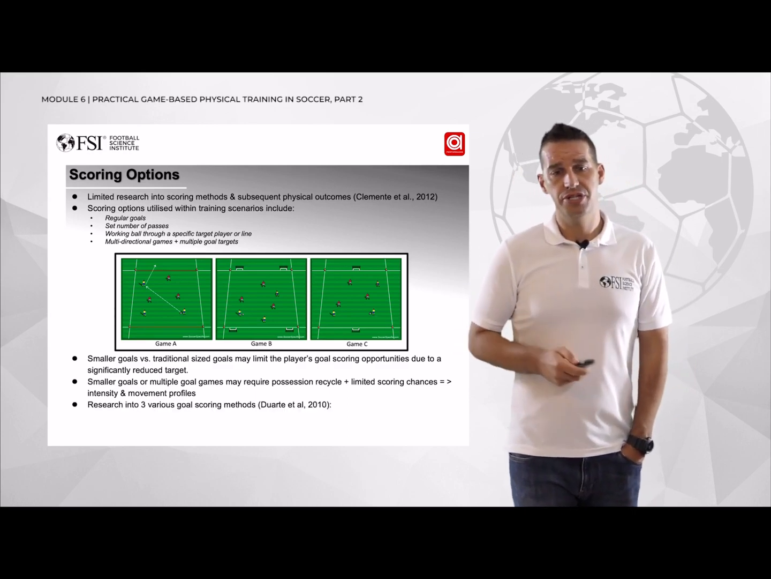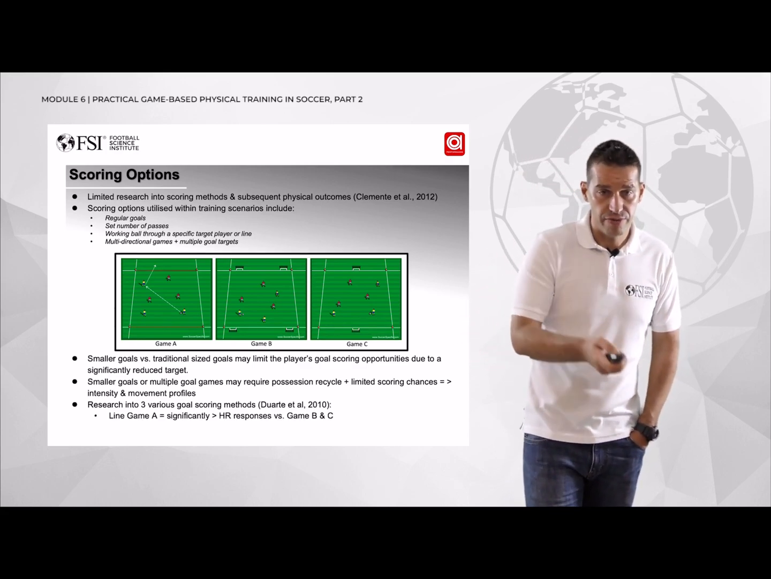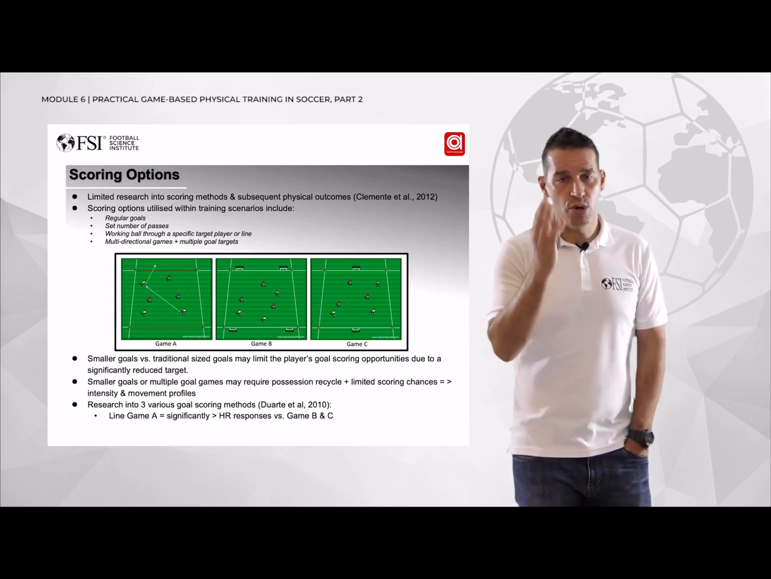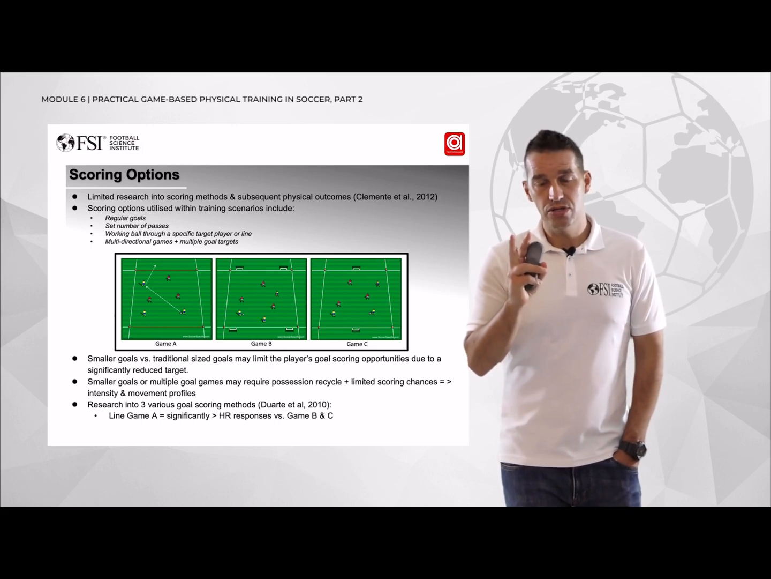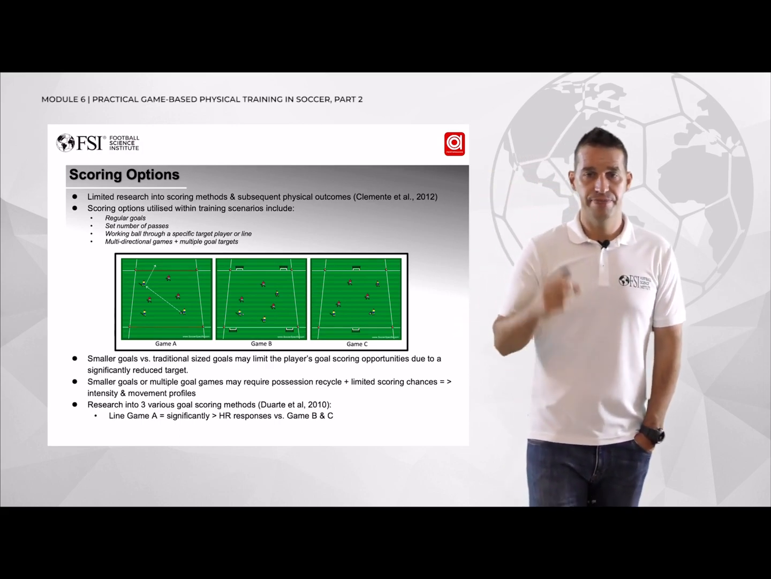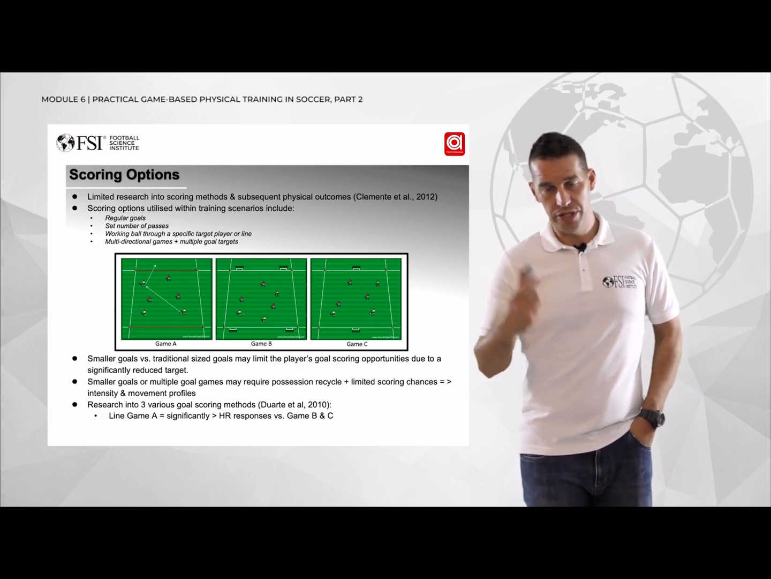One particular research study looked into 3 various goal scoring methods. So with game A, we can see getting the ball over a line. Game B, where 4 mini goals, attacking 2, defending 2, and game C based on a regular sort of 4v4 with 2 mini goals.